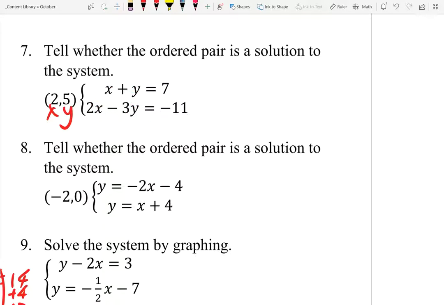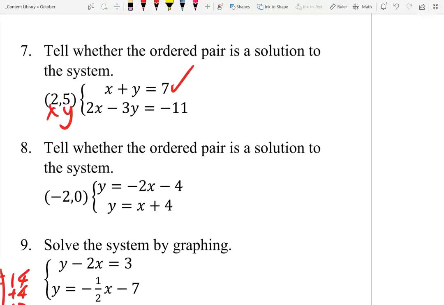So the first equation is x plus y equal to 7. But remember, I'm plugging in 2 for x, and I'm plugging in 5 for y. And I'm just going to see if this works. Well, 2 plus 5 is 7, and 7 does equal 7. So that's good. The first equation checks out.